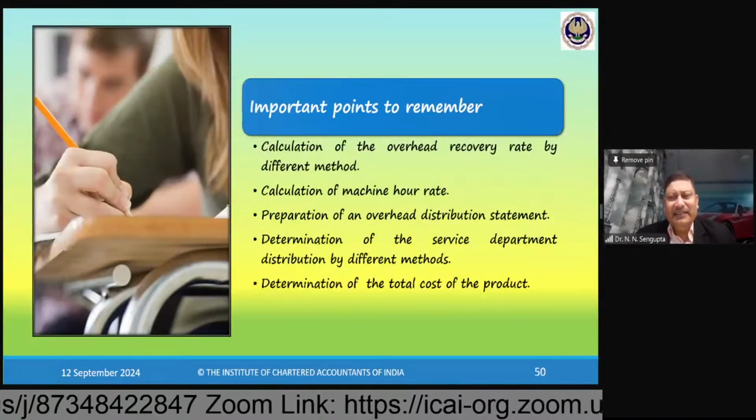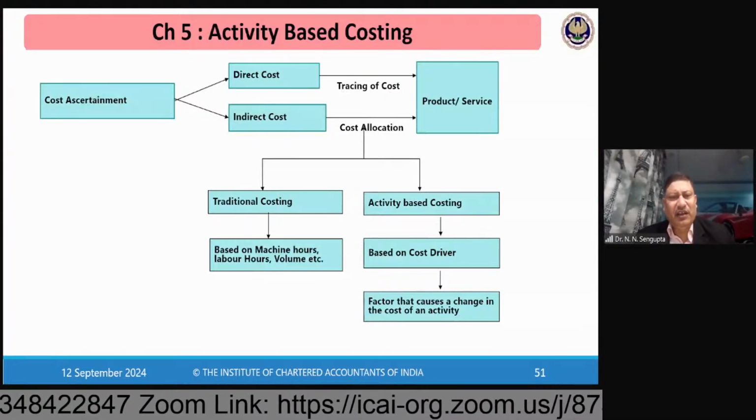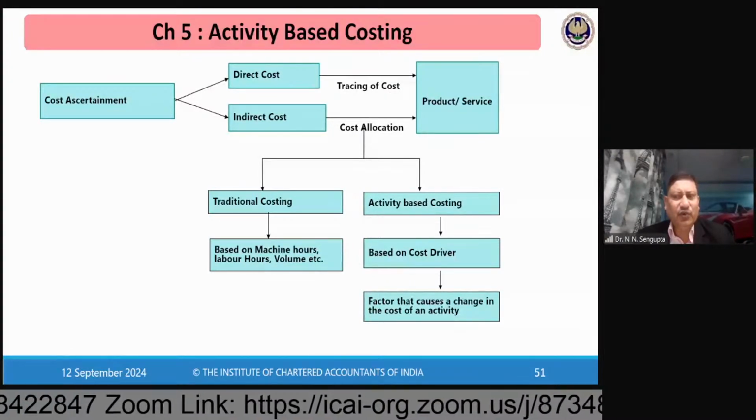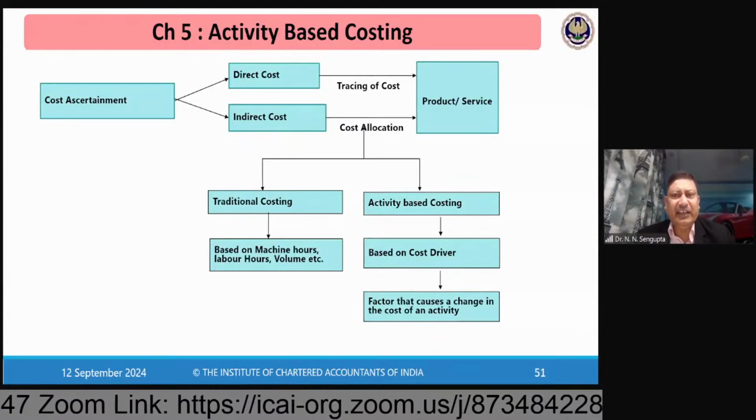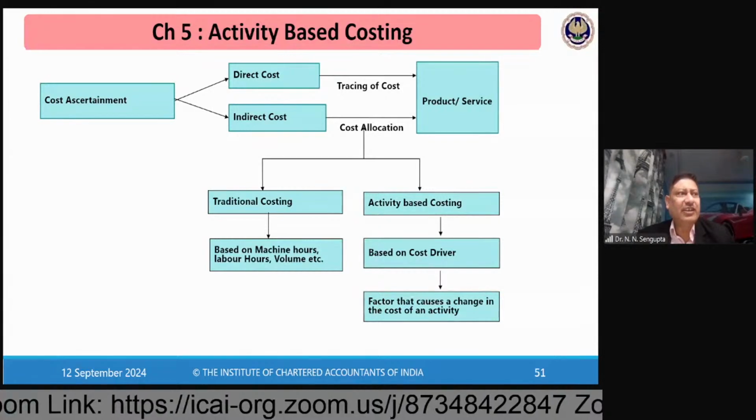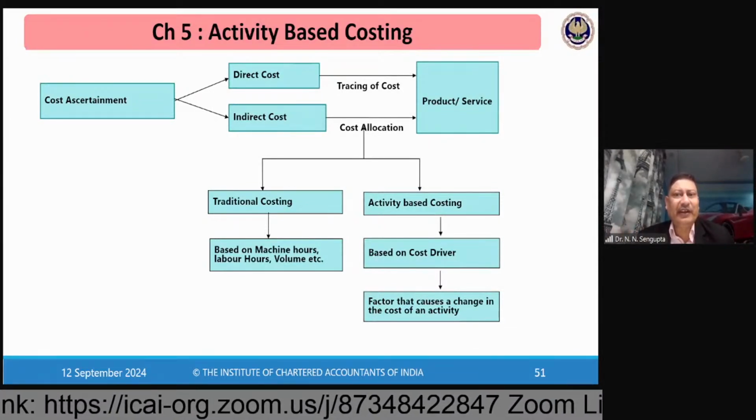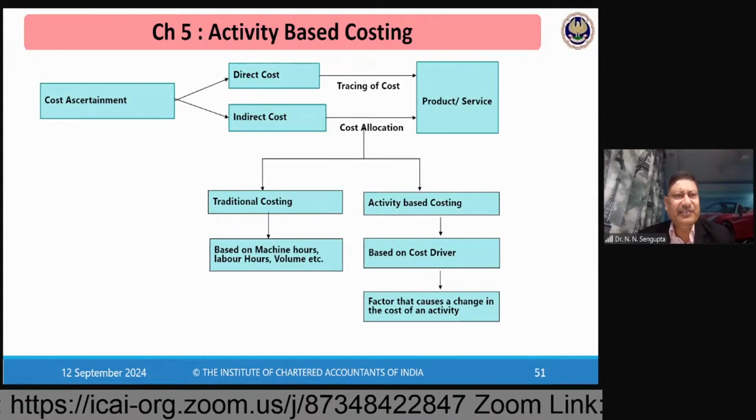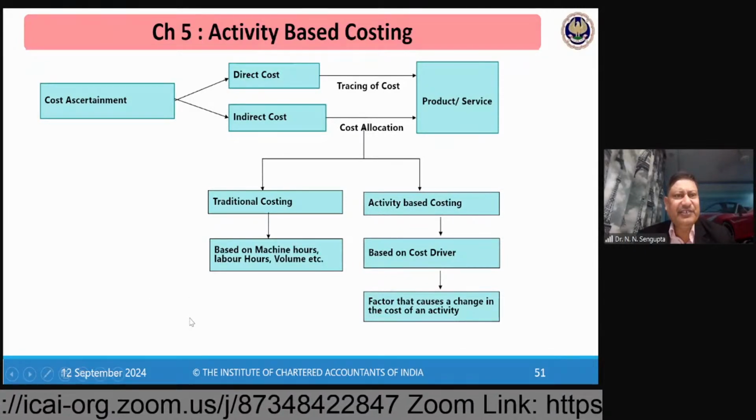Then the next chapter will be based on activity-based costing, which is a very accurate technique of cost apportionment over traditional costing. So how it is better, how it is more accurate, and in the service sector also this is now widely used. You need to understand that.